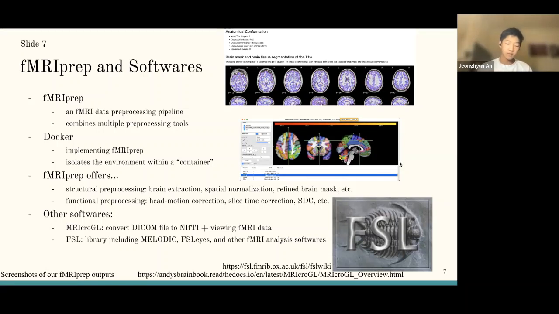Other software that we used included MRIcroGL, which converted DICOM files to NIfTI, and it also allowed us to view fMRI data. FSL is another library that I previously mentioned. It contains MELODIC, which is used for running ICA, and FSLeyes, which is used for viewing fMRI data. But aside from those two, there are a lot of programs that FSL contains that can be used to analyze fMRI, MRI, and diffusion MRI data.